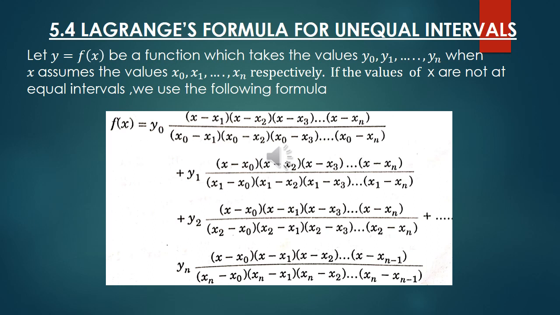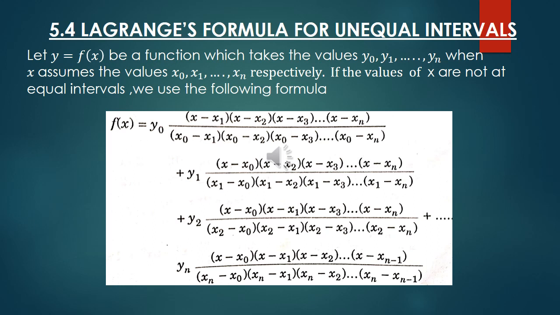The formula is stated as follows: f of x equal to y0 into x minus x1 into x minus x2 into x minus x3 etc. into x minus xn divided by x0 minus x1, x0 minus x2, x0 minus x3 up to x0 minus xn, plus y1 into x minus x0, x minus x2, x minus x3 etc. into x minus xn divided by x1 minus x0, x1 minus x2, x1 minus x3 etc. x1 minus xn, etc., plus the last term yn into x minus x0, x minus x1, x minus x2 up to x minus xn minus 1 divided by xn minus x0 into xn minus x1 into xn minus x2 up to xn minus xn minus 1.